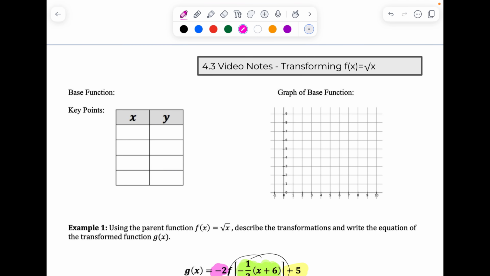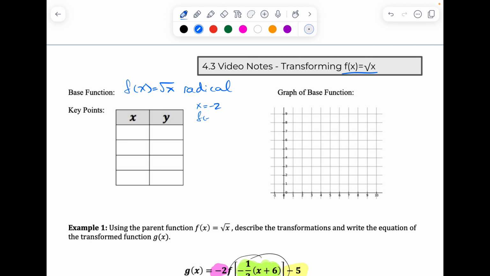So today we're going to look at transforming a function that's common, which is f of x is root x. So our base function that we're working with is root x. It's called a radical function. Okay. Now, to get the key points, we'll start our table of values with, say, x is -2.